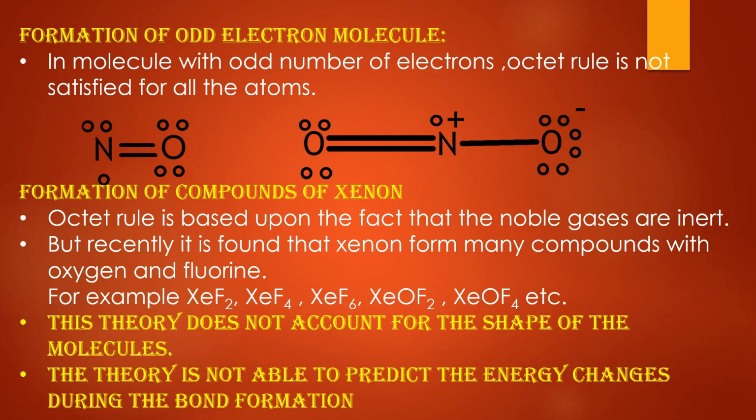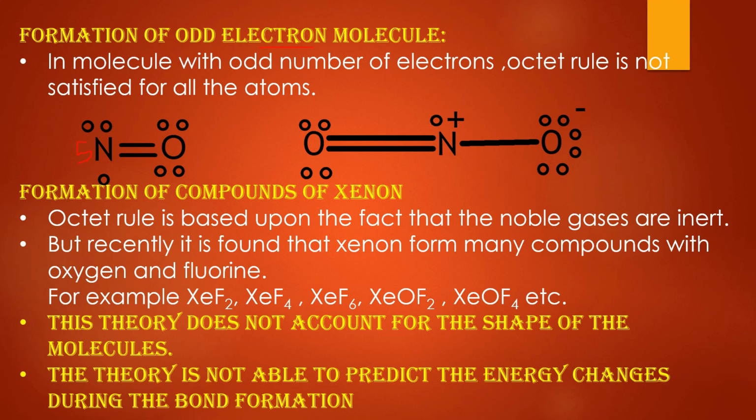Now the next exception is the formation of odd electron molecules. There are some odd electron molecules which are quite stable. Odd electron means the number cannot be 8. So let us take the example NO, that is nitric oxide. Here nitrogen is having 1, 2, 3, 4, 5 electrons, so this is odd electron.